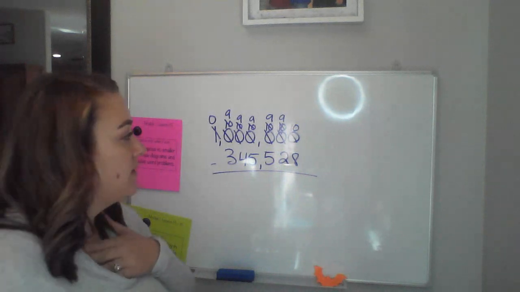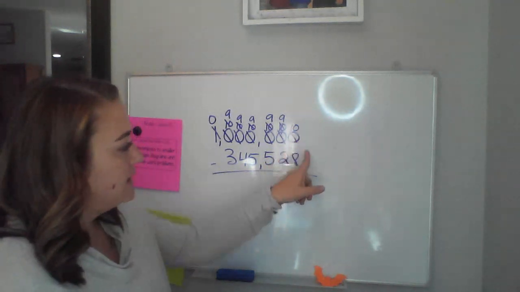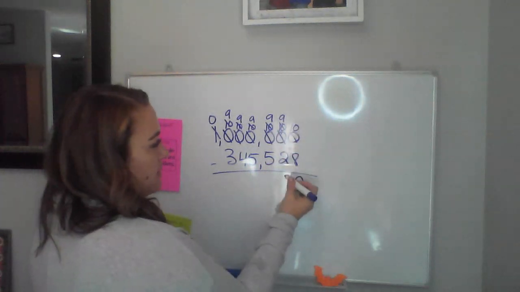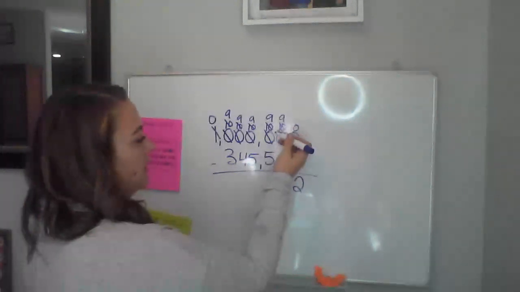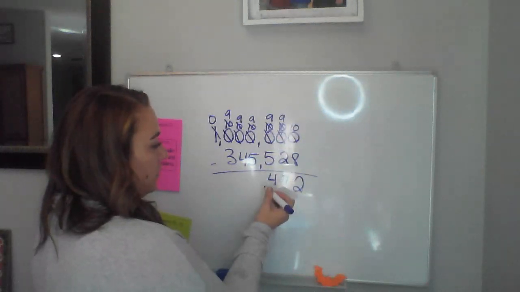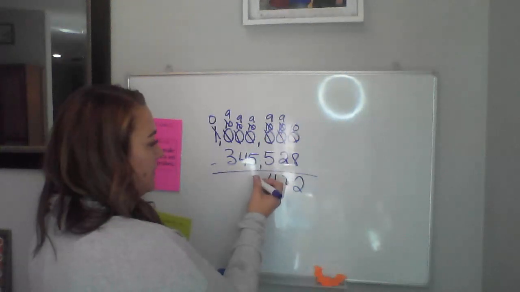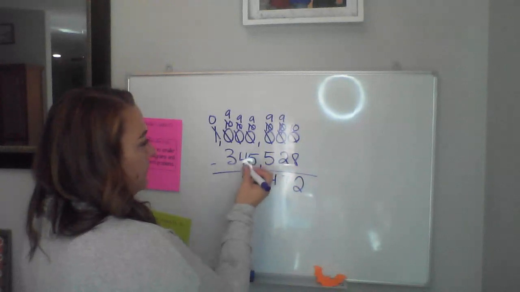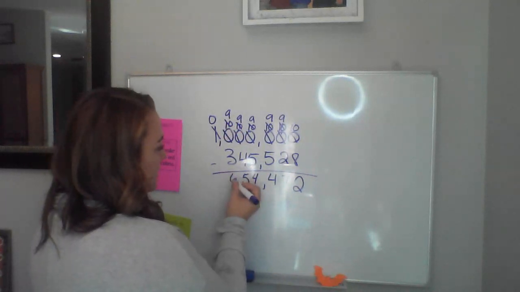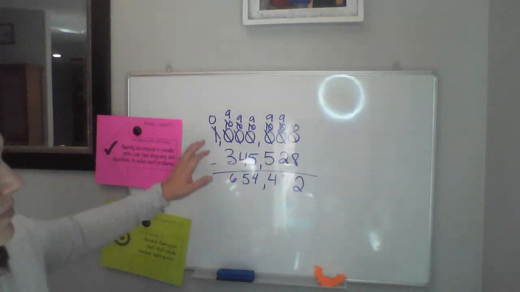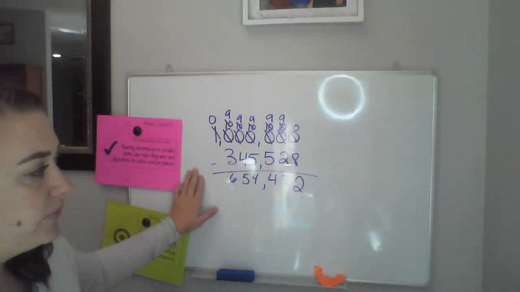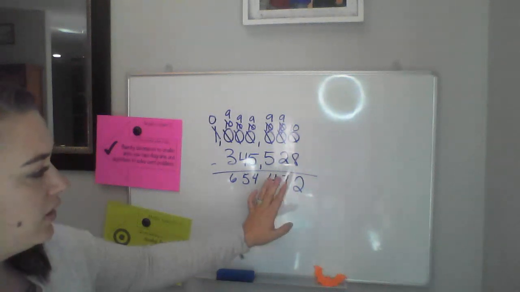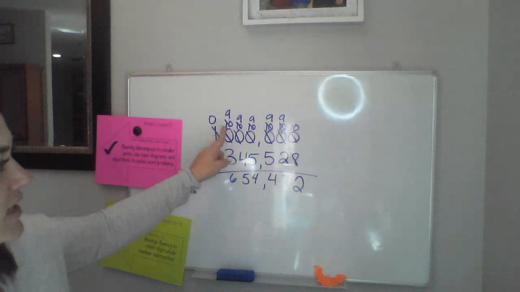Okay, so now we can subtract all of our values. So 10 minus 8 gives me 2. 9 minus 2 gives me 7. 9 minus 5 gives me 4. 9 minus 5 gives me 4. 9 minus 4 gives me 5. 9 minus 3 gives me 6. So the difference between 1 million and 345,528 is 654,472. So you can kind of see the pattern, right?